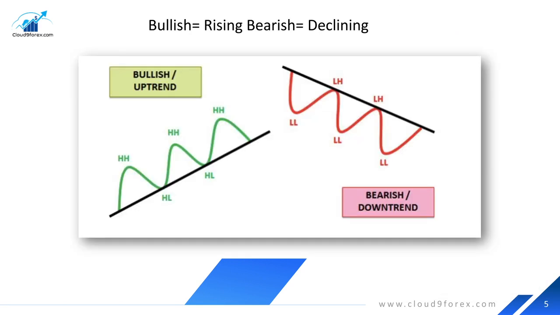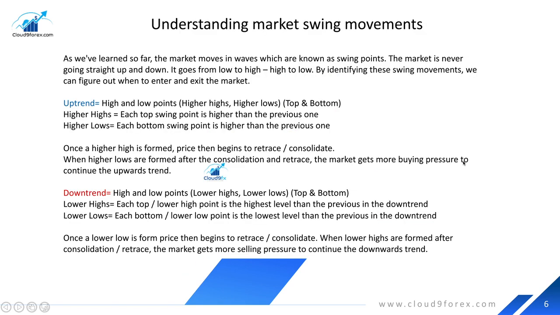So bullish equals rising, bearish equals declining. So we have our higher high, higher low, higher high, higher low, higher high, higher low. And then this is where a trend line comes into place as well. It's an extra confluence. So bearish, lower low, lower high, lower low, lower high, and so on and so on. So we went over that.